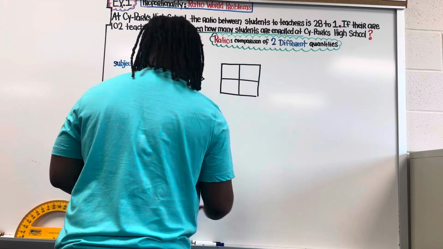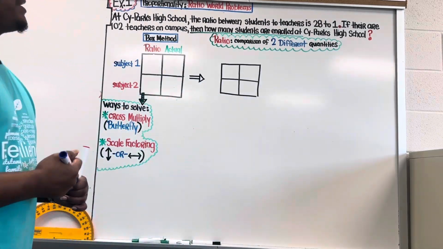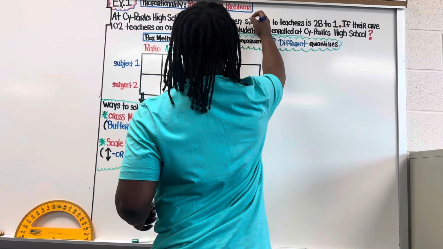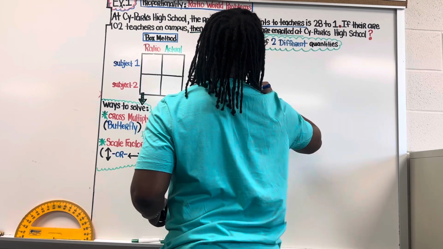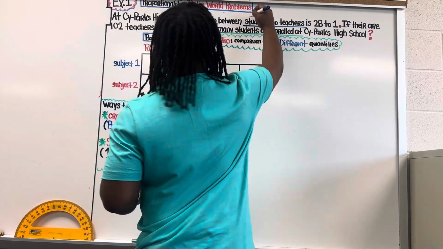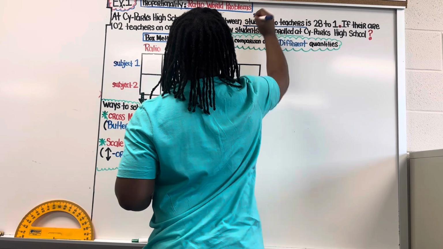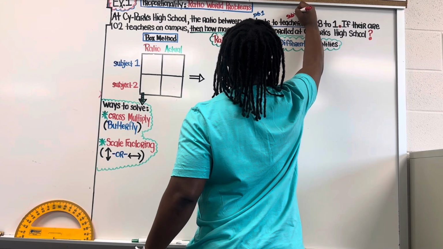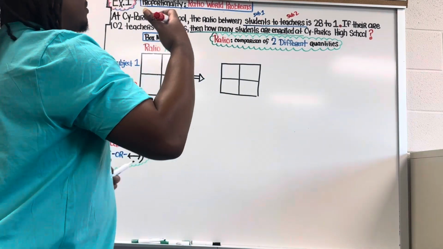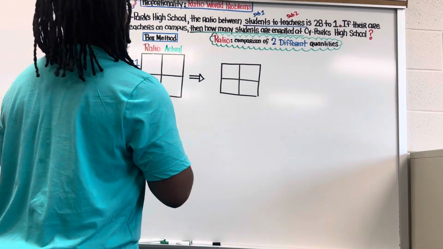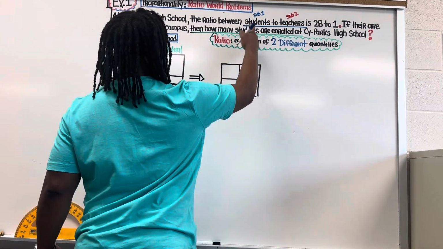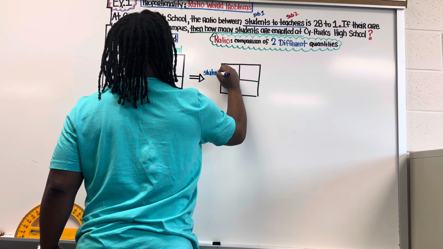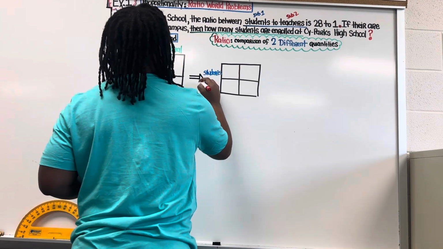Okay, cool. So, guys, subject 1 is the first subject that was mentioned when they gave us the ratio. Here's the ratio right here: students to teachers. So students is subject 1. I'm gonna put sub 1, and we're comparing the number of students to the number of teachers, which is subject 2. So let's go ahead and label those rows. Since the first subject is students, I'm gonna label it as students. And in the second row, I'm gonna label that as teachers, right?